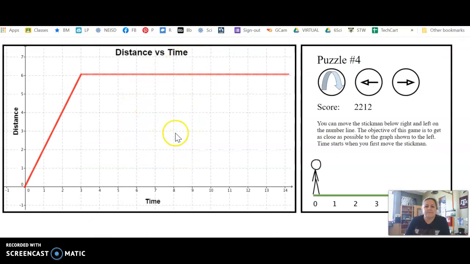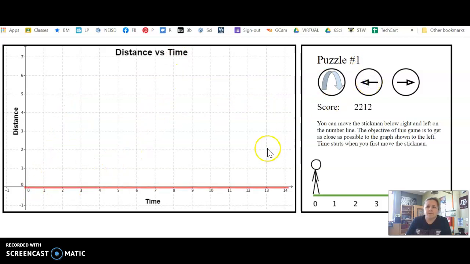Okay. So you'll see that you have a giant graph. Notice the distance versus time graph. Distance is on the y, time is on the x. Okay, so distance over time is actually speed, is what we'll be talking about next time I see you, and motion graphs. So notice, when we go back to puzzle 1, okay, this first line is totally flat. And when it's flat, it means the distance is 0.